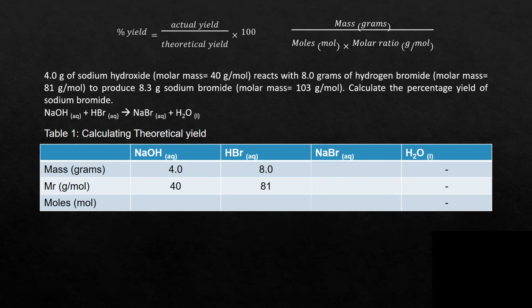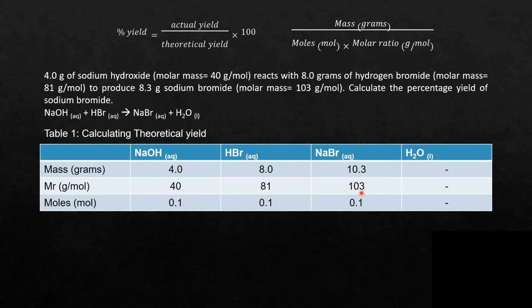Let's set this up in a table. So we have 4 grams of sodium bromide, and then we have 8 grams of hydrogen bromide given to us by the equation. Then we have the molar mass that we can find with our periodic tables. Once we have our mass divided by molar mass, which is from this given equation, we can calculate 0.1 moles of sodium hydroxide and hydrogen bromide. Because it's a 1-to-1 ratio or a 1-to-1 stoichiometry, we have 0.1 moles of sodium bromide.